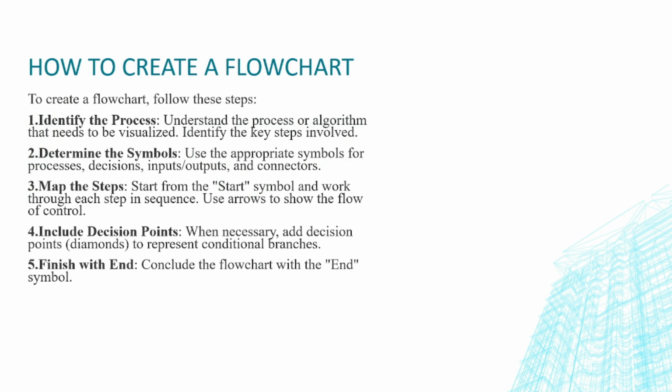How to create a flowchart? To create a flowchart, follow these steps. Number 1. Identify the process. Understand the process or algorithm that needs to be visualized. Identify the key steps involved. Determine the symbols. Use the appropriate symbols for processes, decisions, input, outputs, and connectors. Map the steps. Start from the start symbol and work through each step in sequence. Use arrows to show the flow of control. Include decision points. When necessary, add decision points, diamonds to represent conditional branches. Finish with end. Conclude the flowchart with the end symbol.